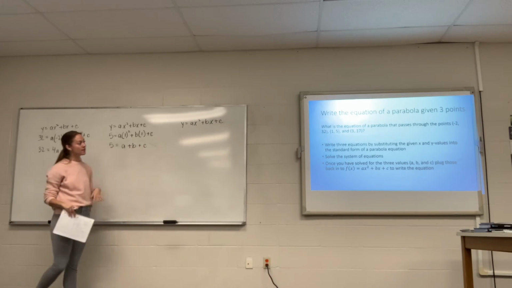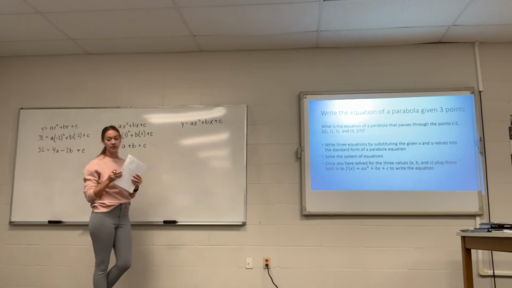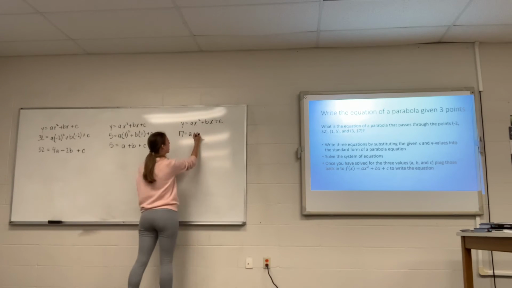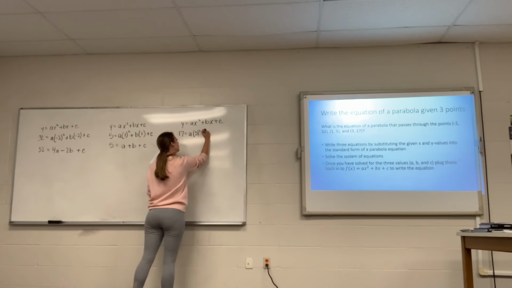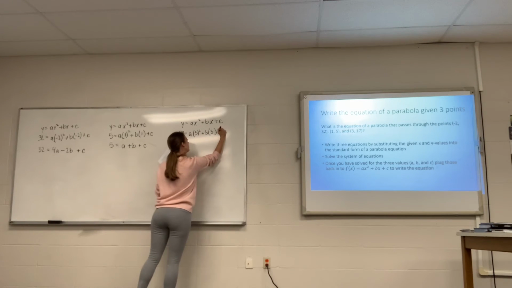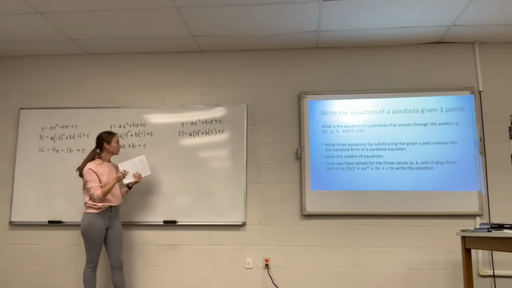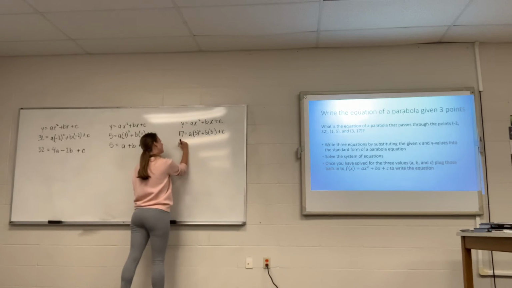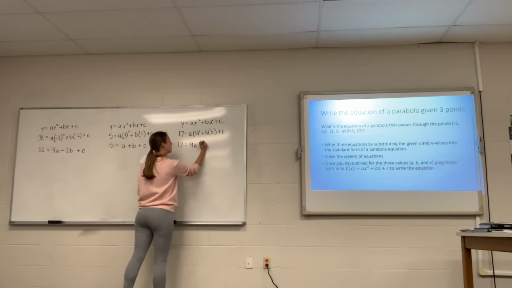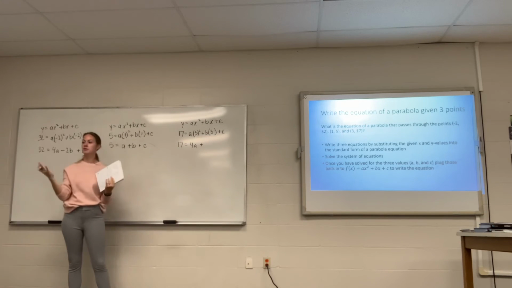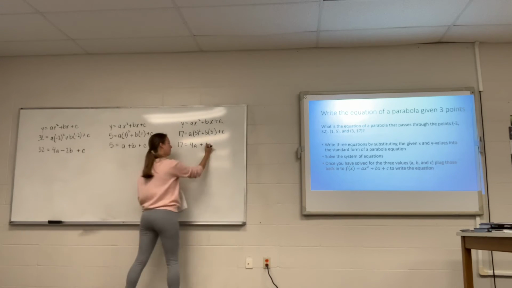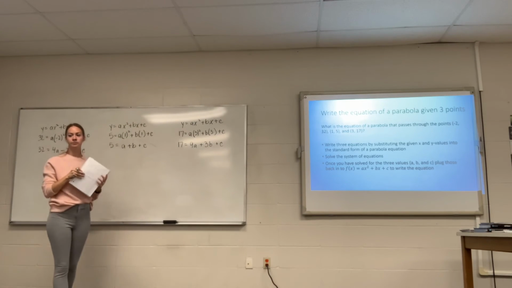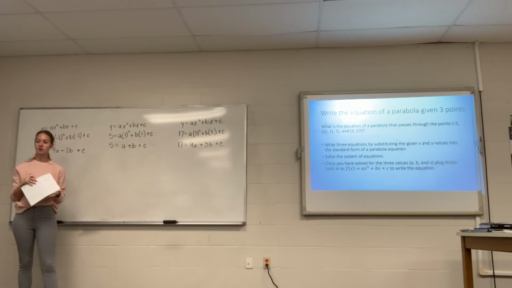And then my last one, same thing, but I'm just going to use the point (3, 17). So 17 goes in for my y, and then I have a times 3 squared plus b times 3 plus c. So 3 squared is going to be 9. So I'd have 17 equals 9a plus b times 3 is going to give me just 3b, plus c. So far, so good.